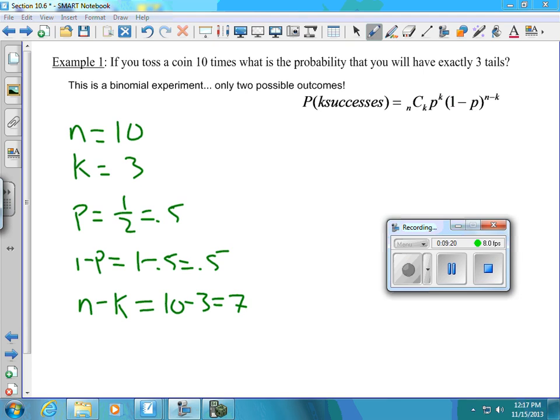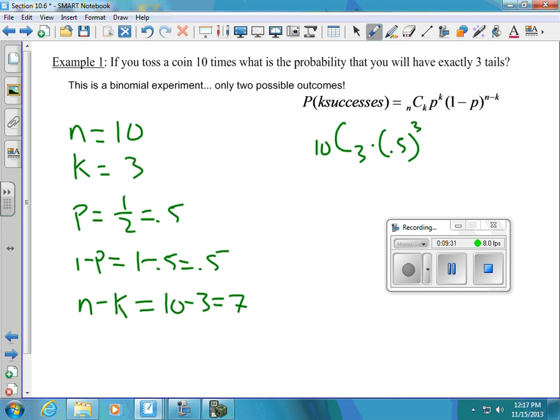Okay, sorry about that. So now we're going to plug these numbers in. 10 things, choose 3, times the probability of 0.5 to the 3rd power, times the probability of 1 minus 0.5, or 0.5, to the N minus K, or 7. Okay? I'm actually going to erase it. I'm just going to put 0.5. We already calculated that, but you can just plug it in as the raw numbers.